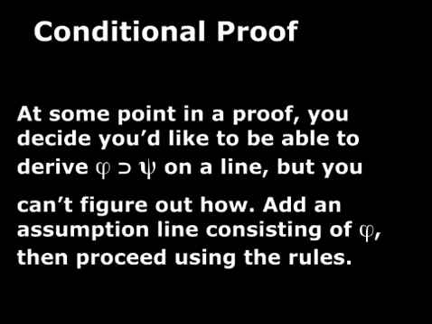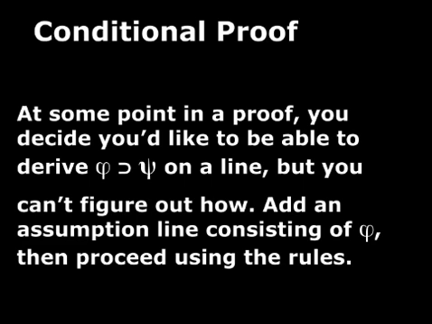In a little more detail. At some point in a proof, you decide you'd like to be able to derive the conditional if phi then psi on a line. Maybe it's the conclusion, maybe it's a conditional, and you know if you had that conditional, that would be a piece you need to get to the conclusion, whatever. But you identify this certain conditional you want. And you can't figure out how to derive it via the inference rules or replacement rules that we'll get in Chapter 4.